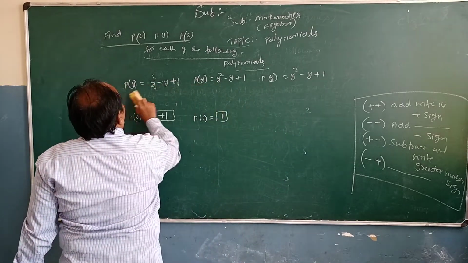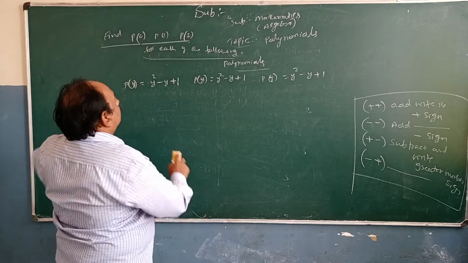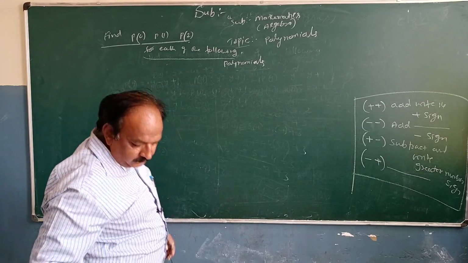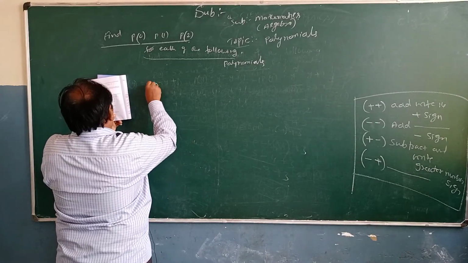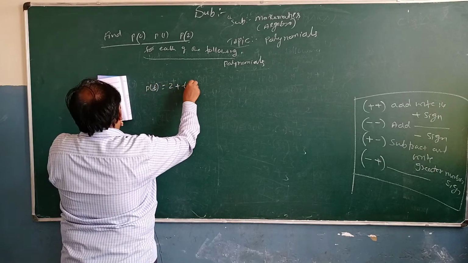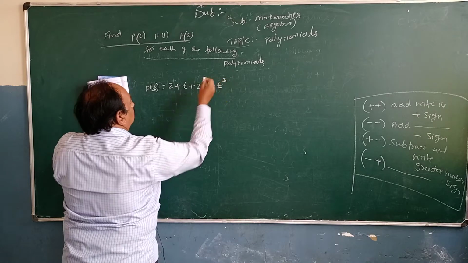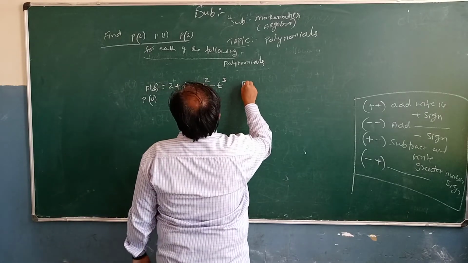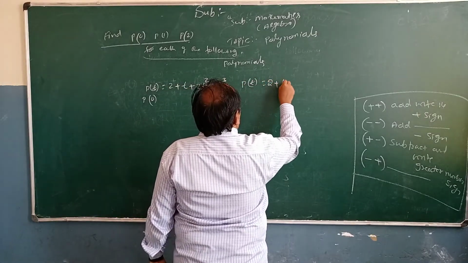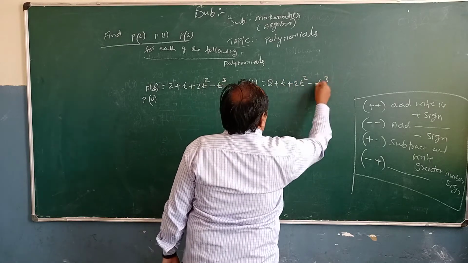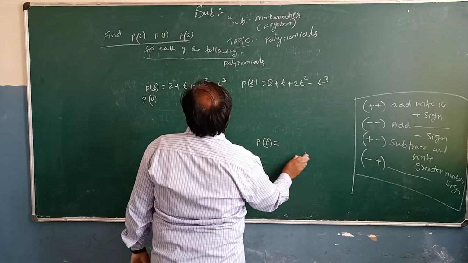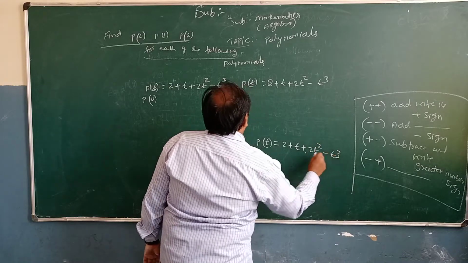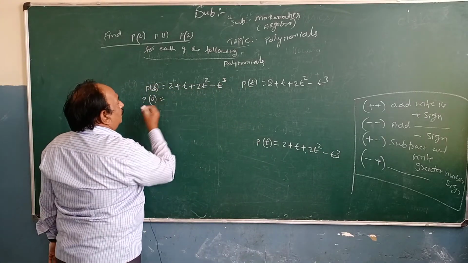Now we substitute some other problems. Next problem: P of t is equal to 2 plus t plus 2t square minus t cube. First one is polynomial of 0.